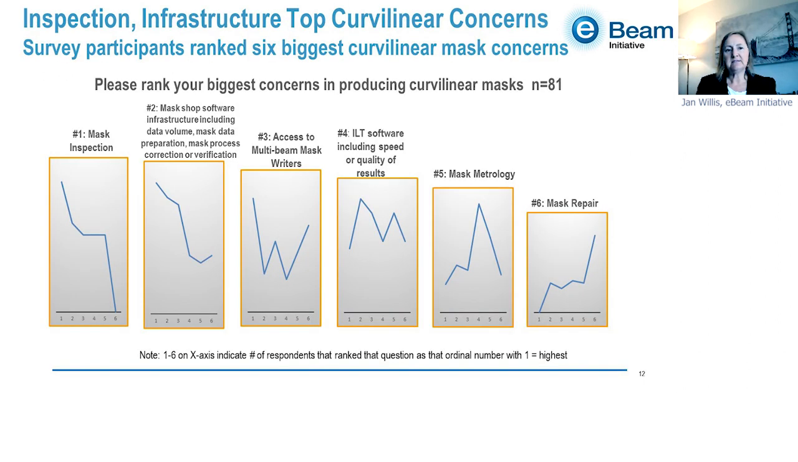Now let's look at some of the top concerns in making curvilinear masks. This is a similar question, and thus the chart looks similar to our multi-beam mask writing question. Again, each box represents a concern, and the height of the box represents the average response, with one being the biggest concern, and the plot of the individual responses are inside the box. Since this is the first year we've asked the question, you don't see the blue shading.